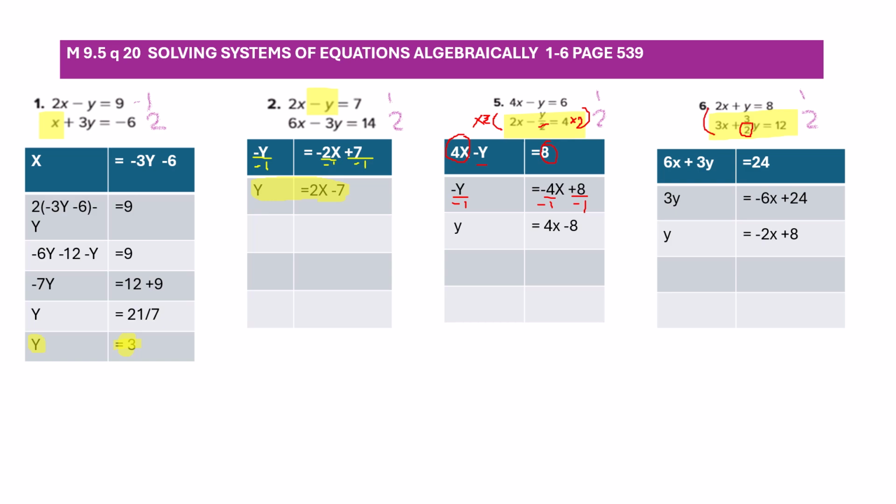Once again, you multiply the whole equation by 2. So you would get 6x plus 3y is equal to 24. 3y is equal to negative 6x plus 24. y is equal to negative 2x plus 8. So this gives you your y value as well. You take this and you know the steps. You will substitute in the equations and finally get to your answers.